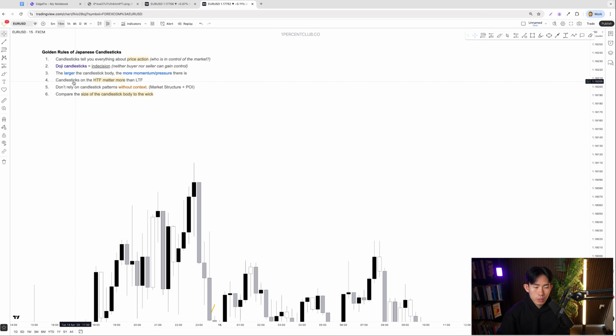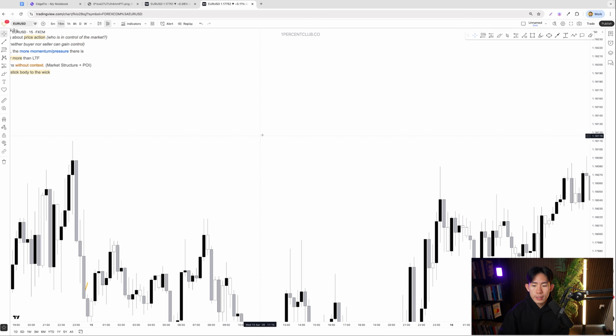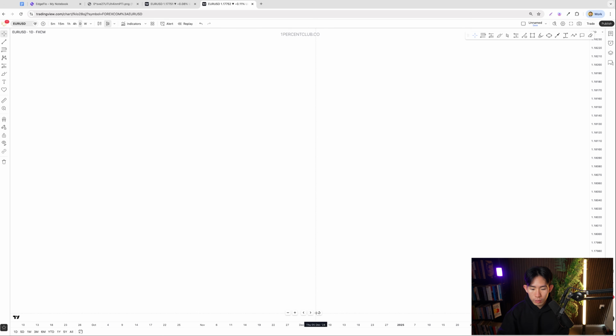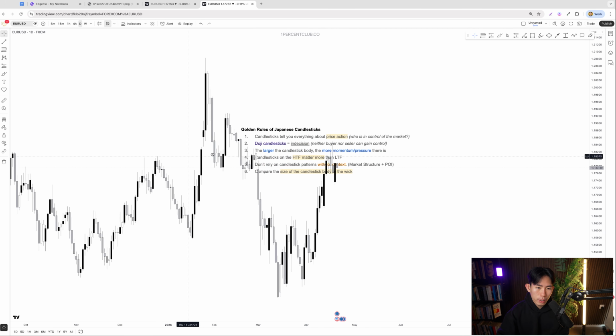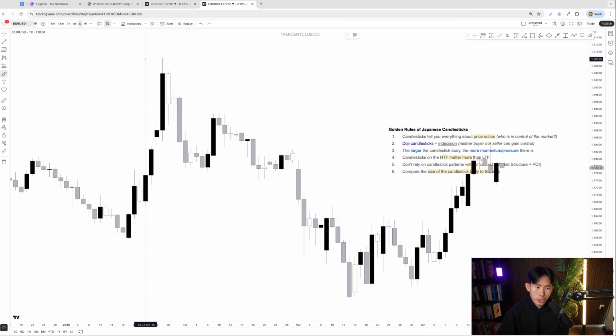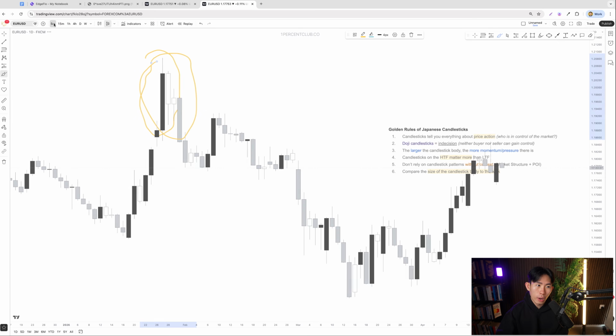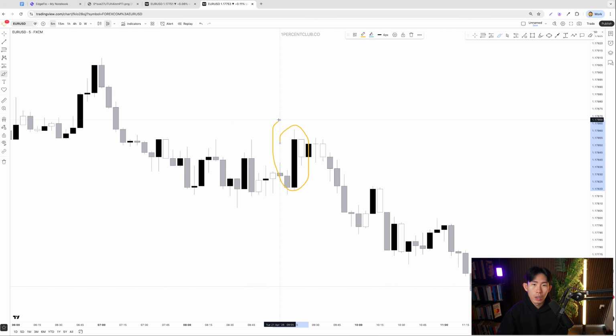The next tip is that candlesticks on the higher time frame matter more than the lower time frame. So let's say I see this big bullish candlestick occur on a daily time frame. I know for a fact that there's a lot of buying pressure and momentum. Compared to if you see this exact same bullish candlestick on, let's say, the 5-minute time frame, like over here, it's less significant, because this just tells us that within 5 minutes the buyers overwhelmed the sellers.